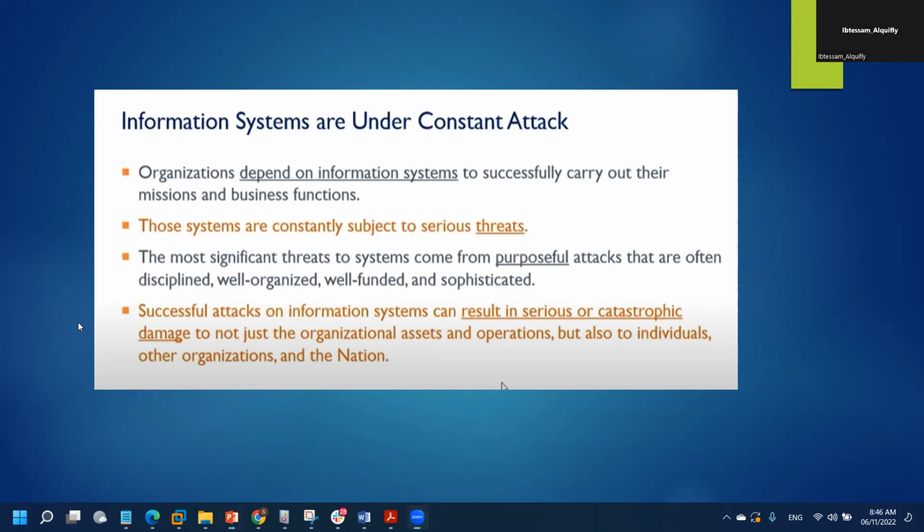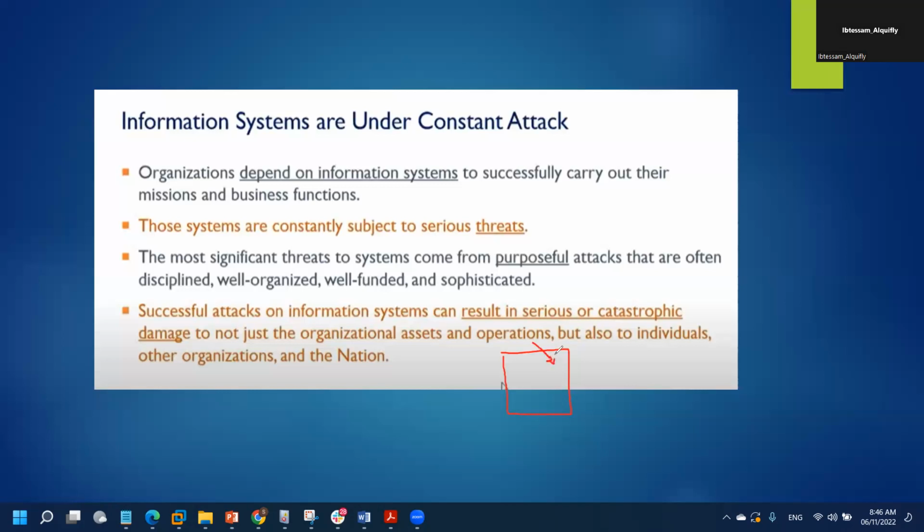Okay, guys? So a successful attack on an information system can result in serious or catastrophic damage to not just the organization's assets and operation, but also to individuals, other organizations and nations. So he's saying, look at the big picture. If someone is attacking your oil and gas industry in Saudi Arabia, that doesn't mean it's going to affect only the organization that has been hit by these attacks.